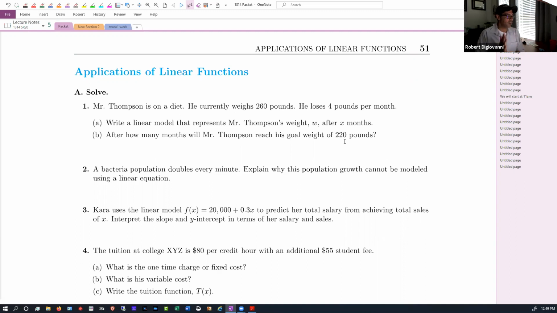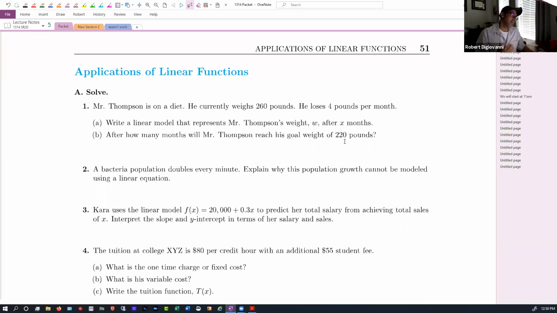Mr. Thompson is on a diet. He currently weighs 260 pounds. He loses 4 pounds a month. Okay, so every month he loses 4 pounds. Write a linear model that represents Mr. Thompson's weight W after X months. And then it asks, after how many months will Mr. Thompson reach his goal weight of 20 pounds?